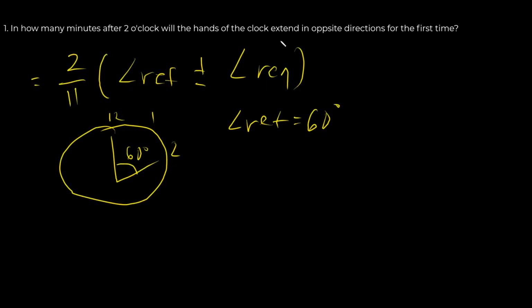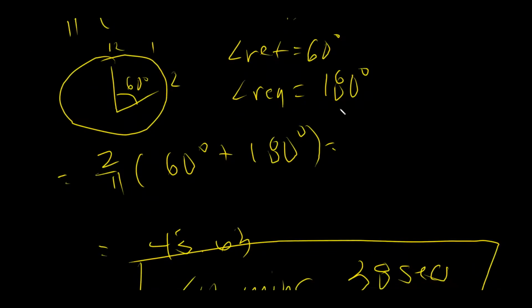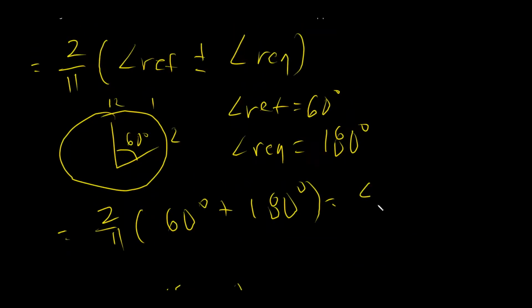Then, since ana siya, ang hands daw sa clock is mag-extend in opposite directions, so the required angle is 180 degrees. So, substituting, you have 2 over 11 times 60 degrees plus 180 degrees. We get 43.63, or that is equal to 43 minutes and 38 seconds.